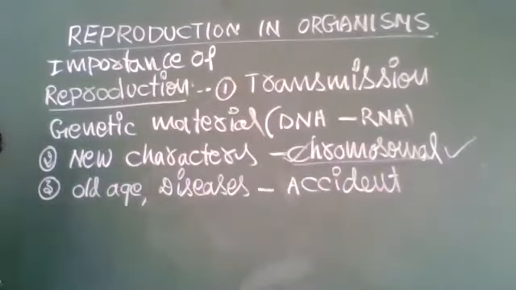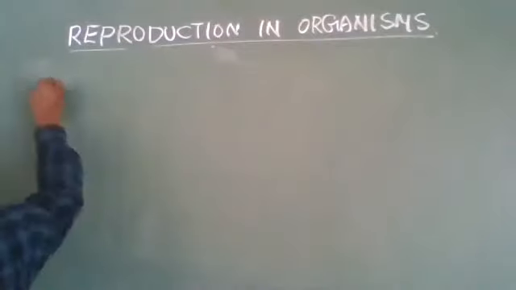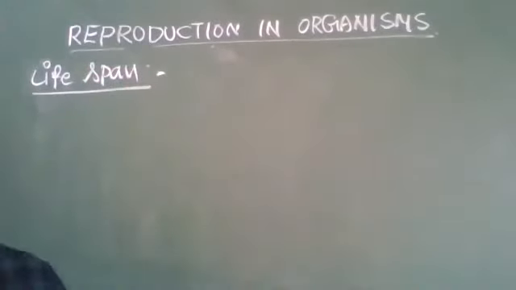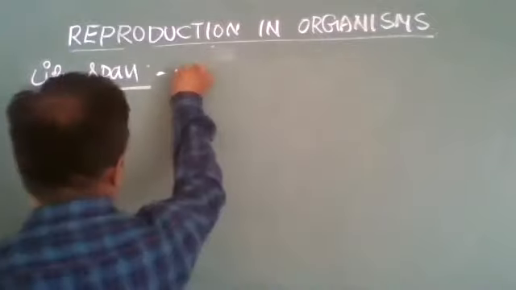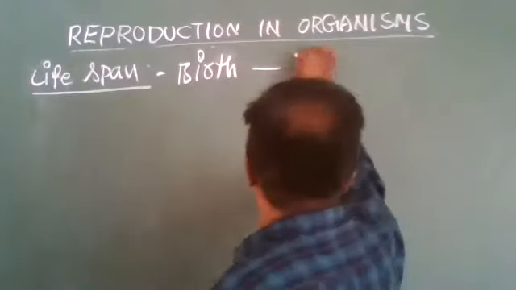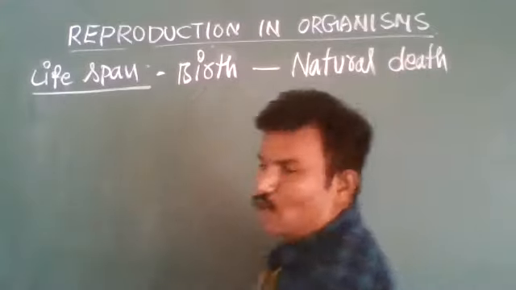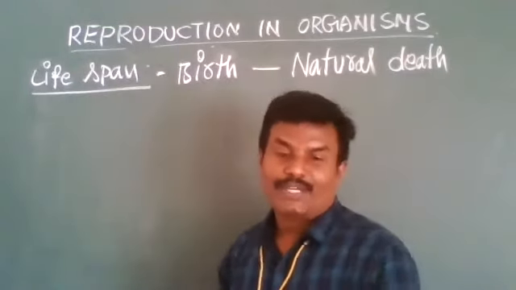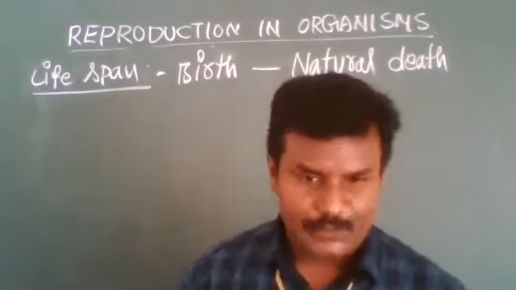Next, lifespan. Lifespan may be defined as the period from birth till the natural death of an organism. In between these two, there is a span. That span is called lifespan.